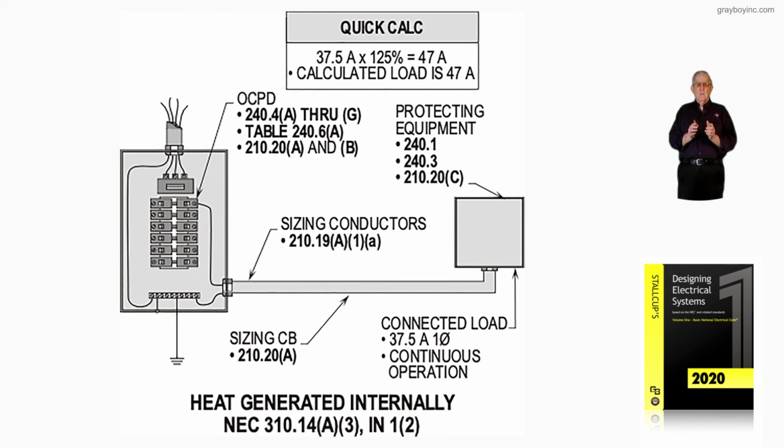That's what this figure 8-3 is illustrating, taking a connected load, multiplying it for continuous or non-continuous load. The 3-hour or more requirement, that a load is considered continuous if it's used for 3 hours or more, is defined in Article 100 of the NEC.